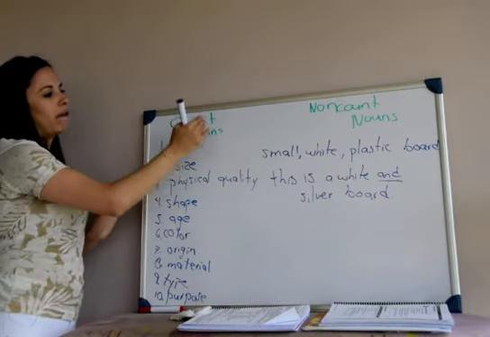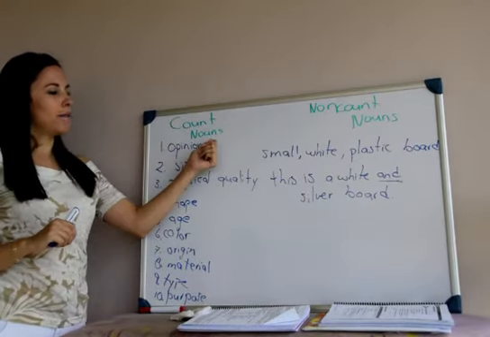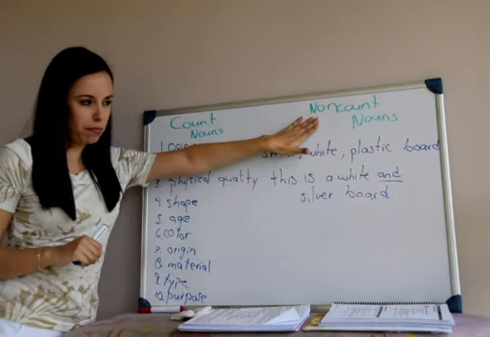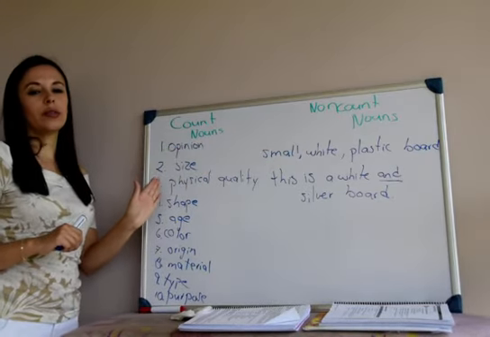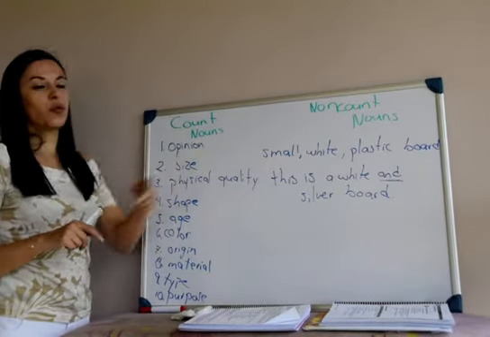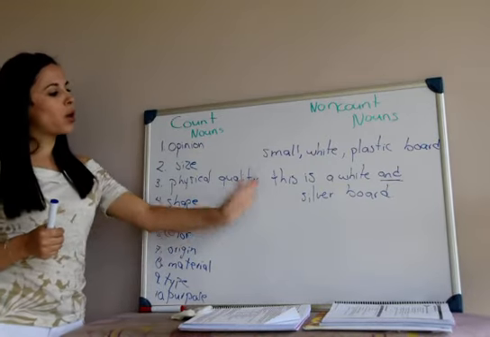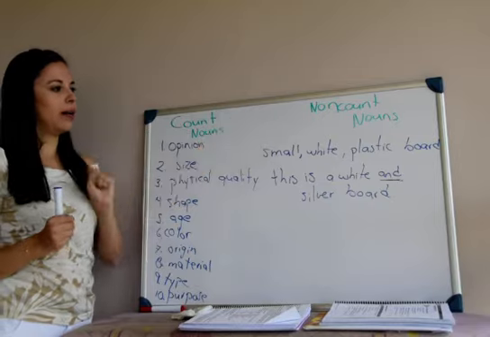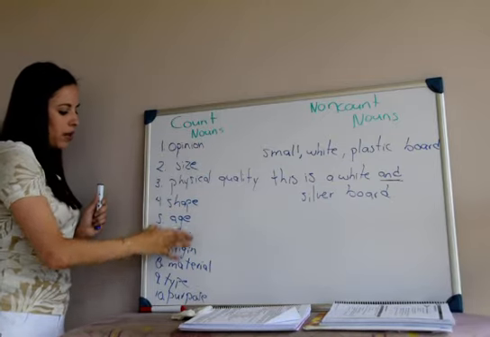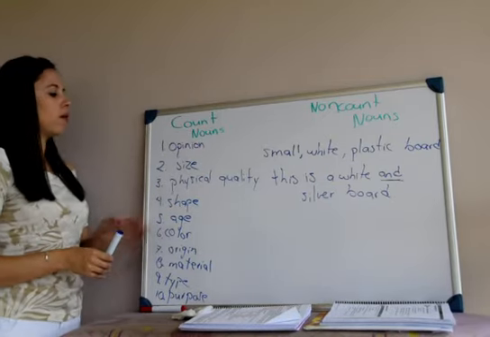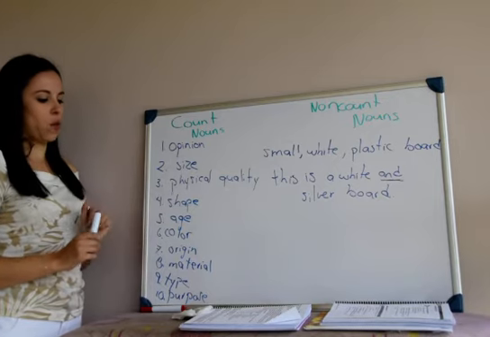Just remember we have count and uncount nouns. This can be counted, those can't be counted. So with these ones we can use the articles a or an. With those we can't use articles. We need to use the quantifiers. And when we are using more than one adjective to describe a noun, we need to follow this order. Always, okay? Always, always you need to follow this order.